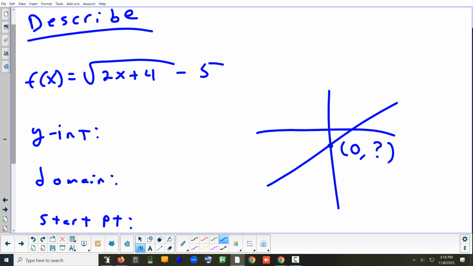Okay, let's try it. What's 2 times 0? 0. And then plus 4. 4. And the square root of 4? 2. And then minus 5. Negative 3. So there is your y-intercept.